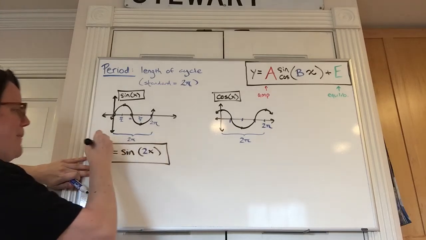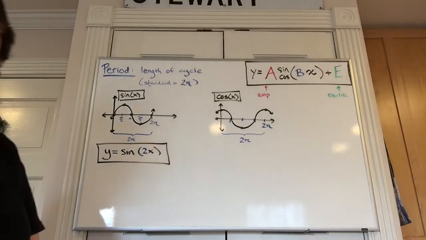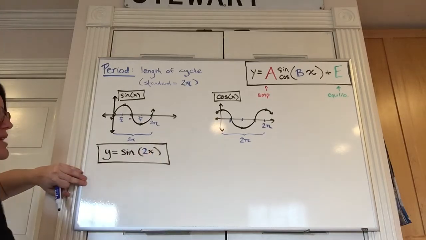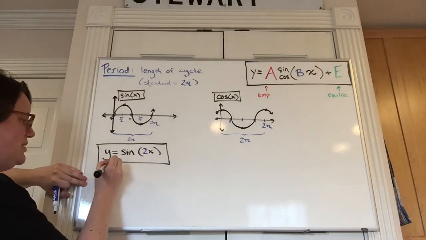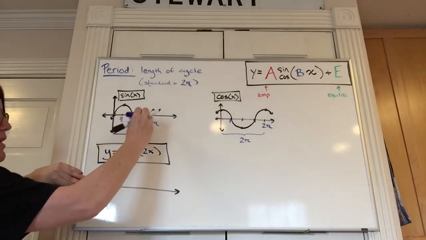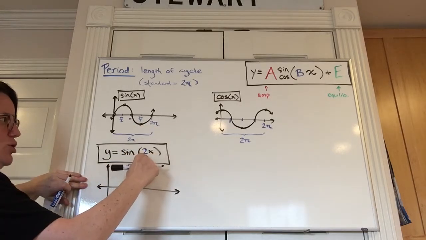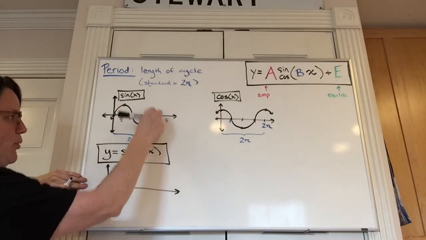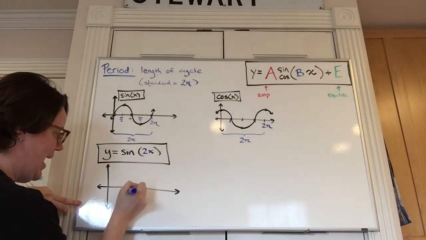Something you might remember from earlier this year is that anything that happens inside the function is counterintuitive, meaning you do the opposite of what you would think. So if it says 2 times x inside the function, you actually take every x value and divide by 2, because inside the function means do the opposite. A normal sine wave completes its cycle in 2 pi. I'm going to take that x value and divide it by 2. So instead of completing one full sine cycle in 2 pi, I'm going to complete a full sine cycle in pi radians.